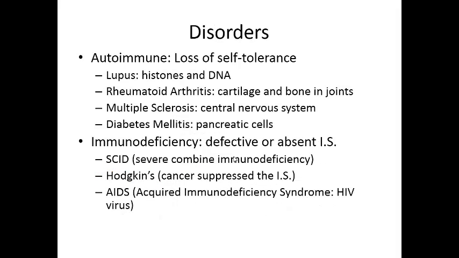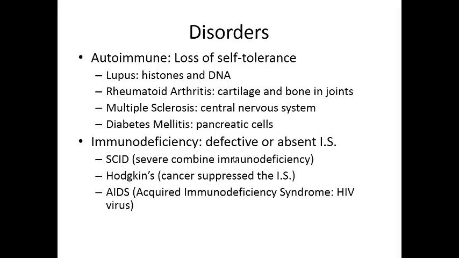Finally, there are several different disorders of the immune system. One disorder is an autoimmune disorder. This is when your body fails to recognize self. You fail to recognize these MHCs. There are different types of autoimmune disorders depending upon what part of the body is no longer recognized. One disorder is called lupus, and this is when the body targets the histones in DNA.